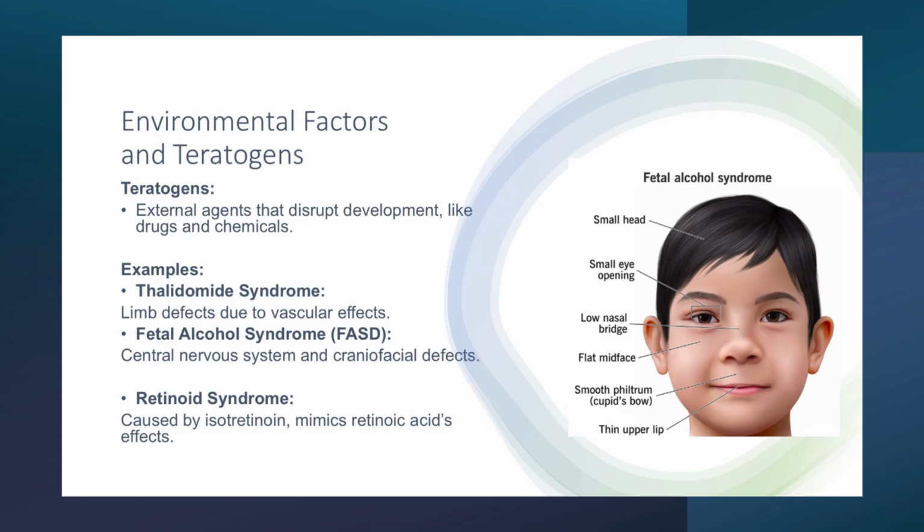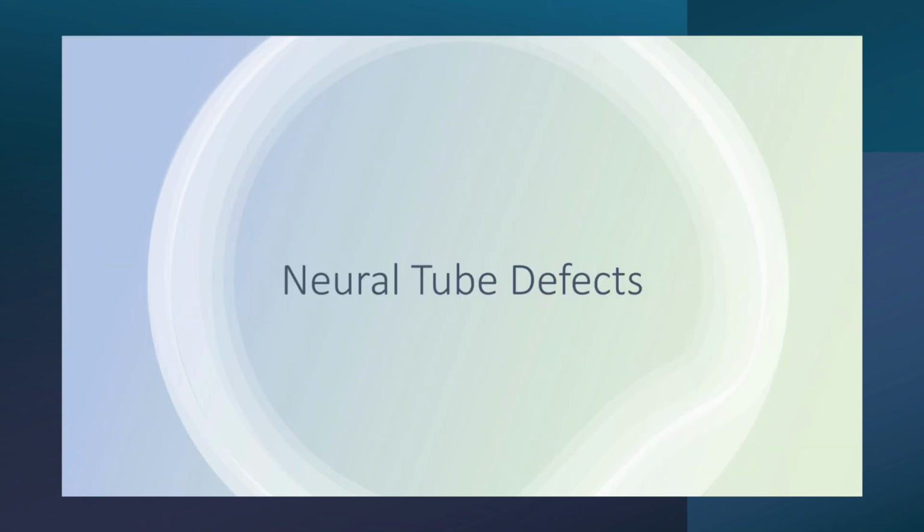Environmental factors, or teratogens, can disrupt development by interfering with key pathways. Examples include thalidomide, which causes limb malformations, and alcohol, which primarily affects the central nervous system. Recognizing these teratogenic effects is critical for both public health and understanding developmental processes. Neural tube defects in detail.